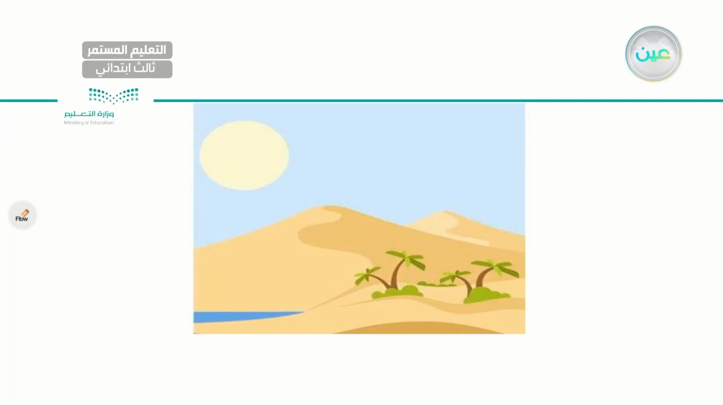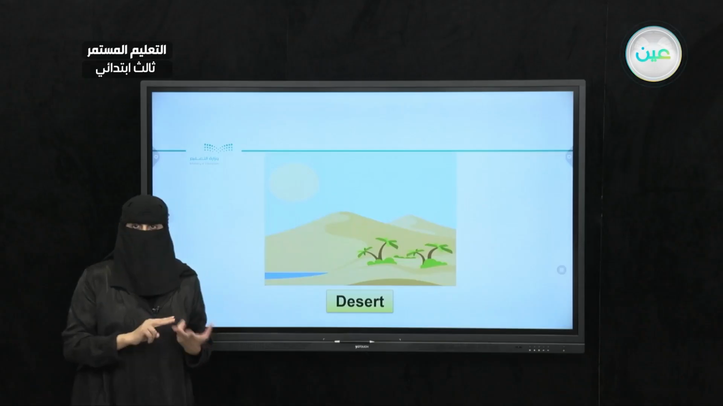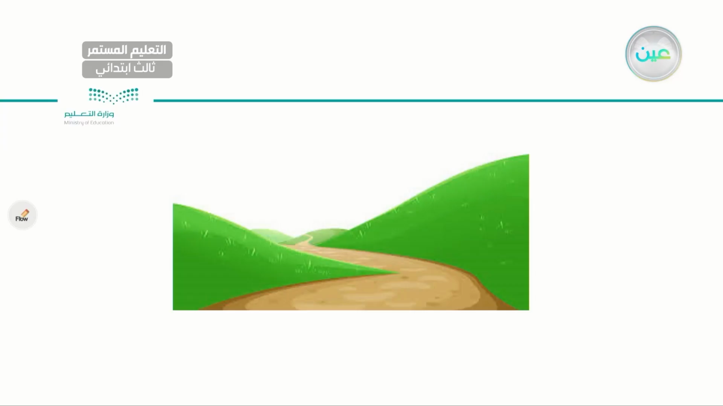Also, we have this. What do you think? If you could recall or remember this, this is a desert. Very good. Do we have one in Saudi Arabia? The answer is yes. Is it a good place to live in? The answer is no, because we don't have much water in the desert. So far we have city, village, and desert.